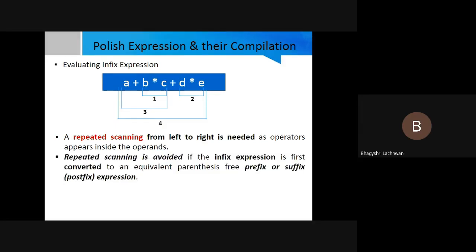Now repeated scanning is avoided if the infix expression is first converted to the equivalent prefix or postfix. Now, what are prefix and postfix? We will cover that, because if you want to avoid the multiple scannings of the same expression, you have to convert your infix expression to the prefix or postfix expression. Now what is prefix and what is postfix?